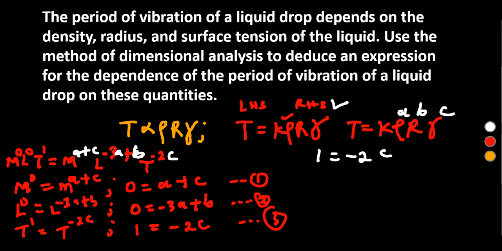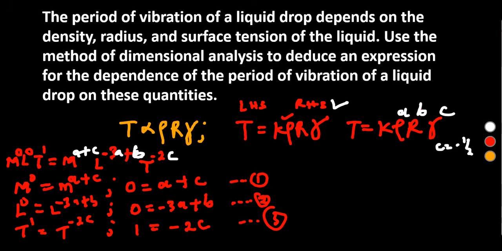This is equation 3. We see quickly that C now equals minus 1 upon 2. That is what we see quickly, because this is T to the power of 1, which is a period, and what we have here from our analysis is that this is T to the power of minus 2C. So we have gotten that C equals minus half.